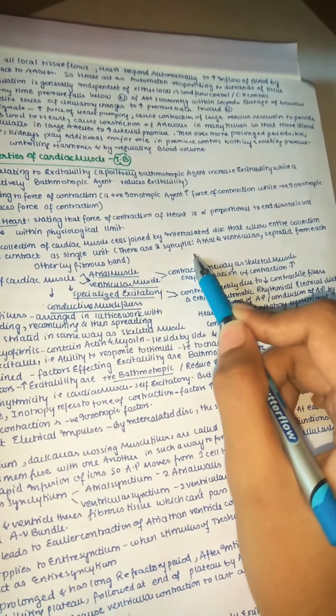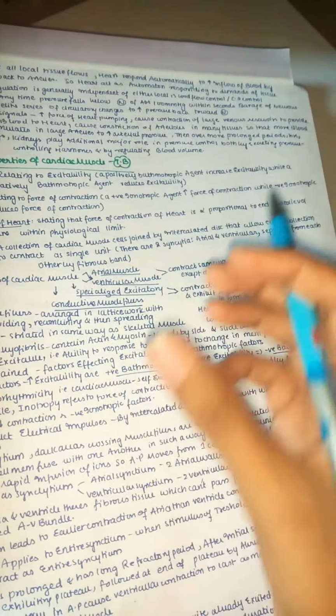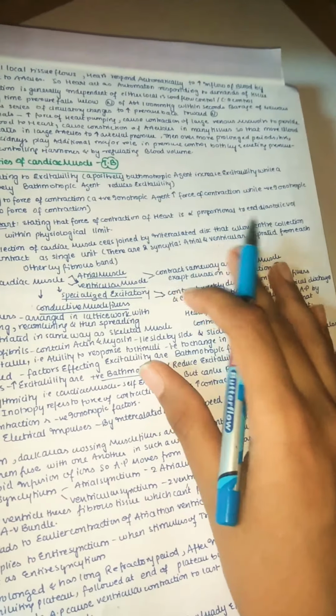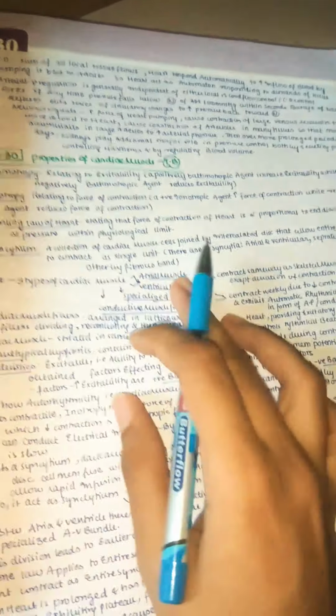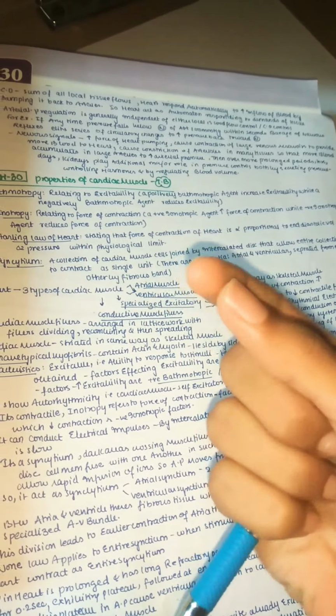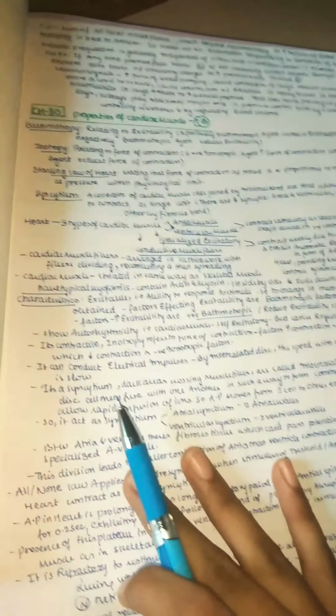There are mainly two types of syncytia: atrial syncytium and ventricular syncytium. In the heart we have atria and ventricles. The atria have their own syncytium, the ventricles have theirs, and these two are separated by a fibrous band. In that fibrous band we have our AV bundle, which holds the current for about 0.1 second. We'll see all those things.